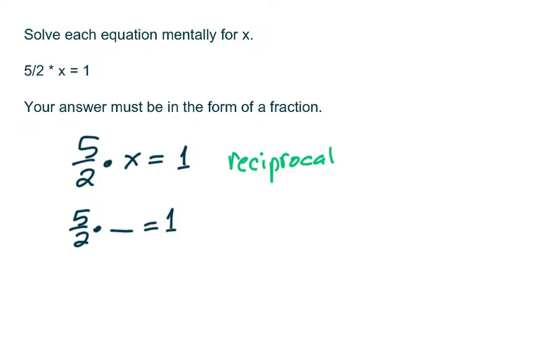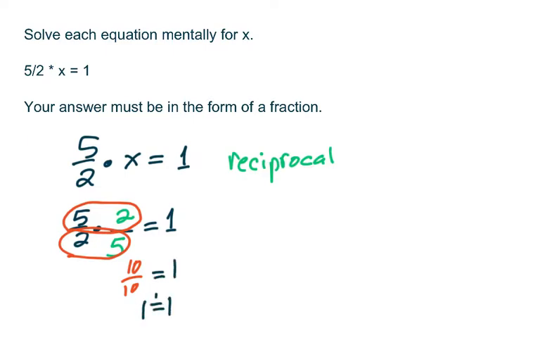So instead of having the 5 as the numerator, it will be in the denominator. And instead of having the 2 in the denominator, it will be in the numerator. So why does this work? Well, 5 times 2 is 10. 2 times 5 is 10. And so I have 10 over 10. And the question is, is 10 over 10 equal to 1? And the answer is yes. So because this gave me a total of 1 for the product, I can say that the correct answer was 2/5.